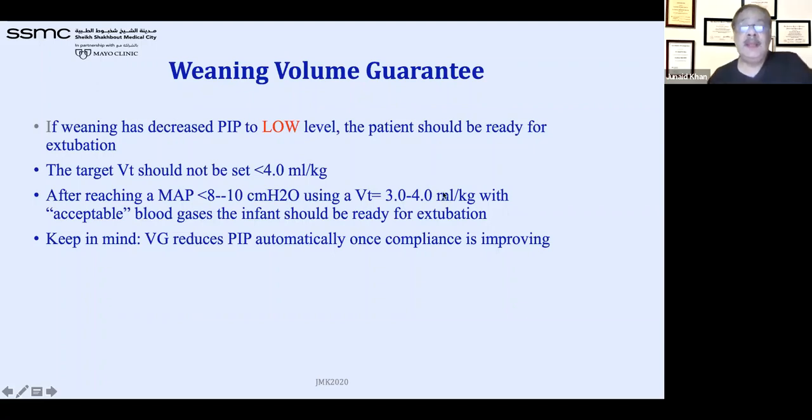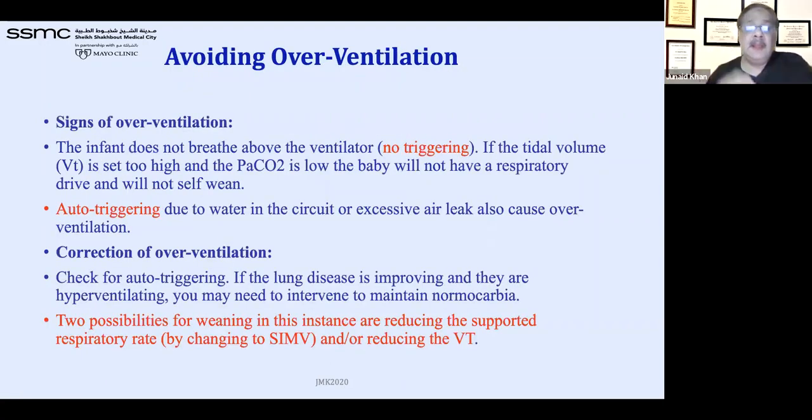So you have set 4 ml per kg. Mean airway pressure your ventilator is showing is 8 to 10 centimeter, and the blood gas is fine. It means it's the time to extubate your baby. There are some problems with this mode that you should avoid: overventilation. Overventilation is when the infant does not breathe above the ventilator, so no triggering, and the PCO2 is too low. So we have to avoid it.